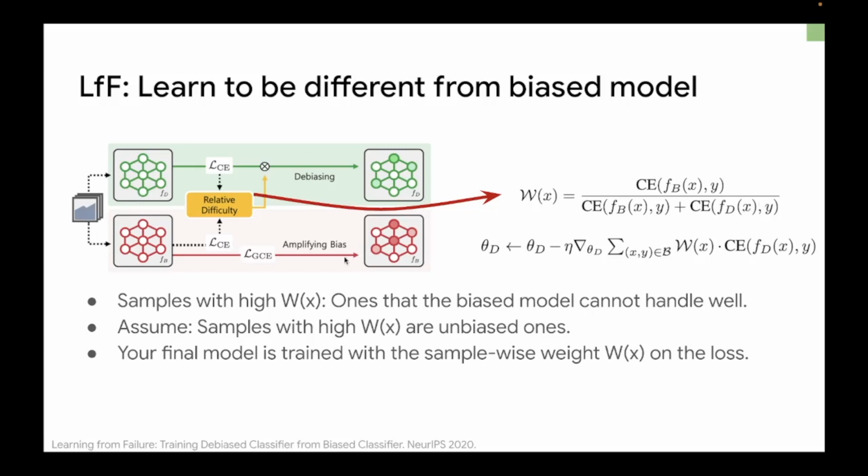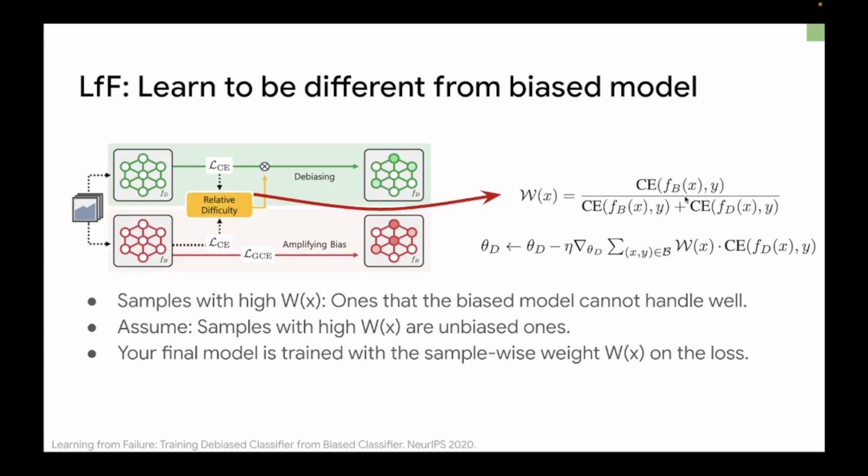Afterwards, what you do is introduce this final model that you wish to train. And based on the prediction performance on individual samples, you determine the relative weights for each sample for training this green model. The weight for each sample X is defined by this division between cross entropy of the prediction by the bias model and the summation of the prediction from the bias model and the original model.